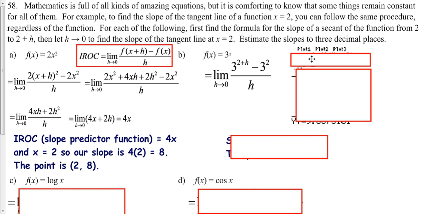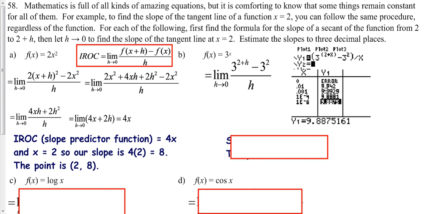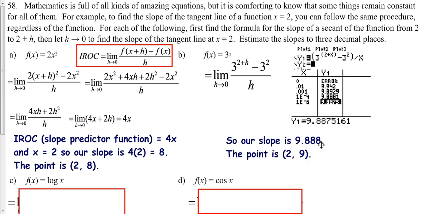So go ahead to your calculator, put it into your y equals, and then you want to make sure that you're using your table. If needed, change your table to ask, and then you can go ahead and type in numbers close to 0. If we look at our table for this, we would get this right here. Notice when we plug in 0, it says we get an error because you get 0 over 0, and 0 over 0 is indeterminate. But down here we're plugging in numbers close to 0, and you'll notice we get an answer for our slope.